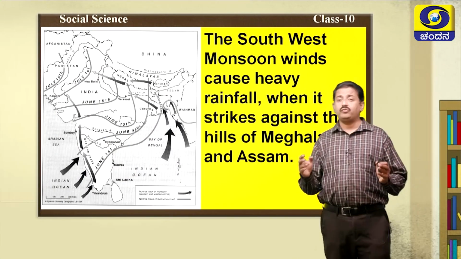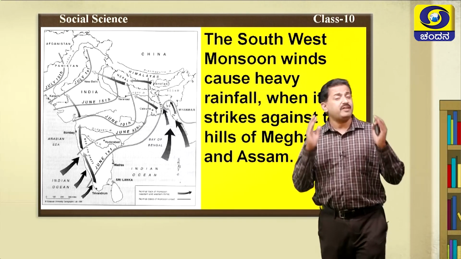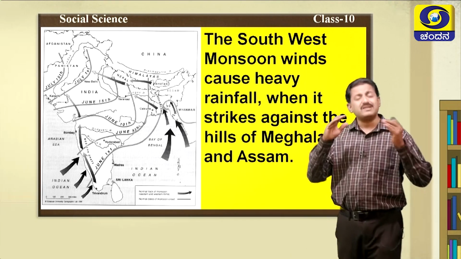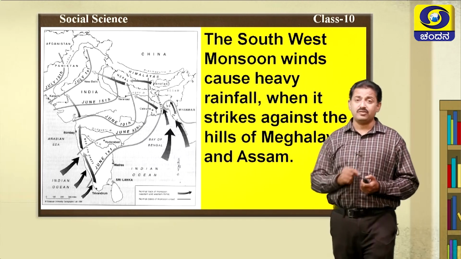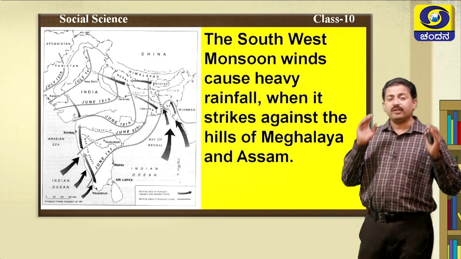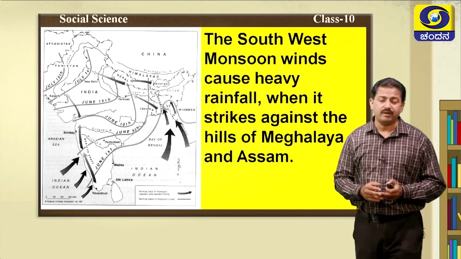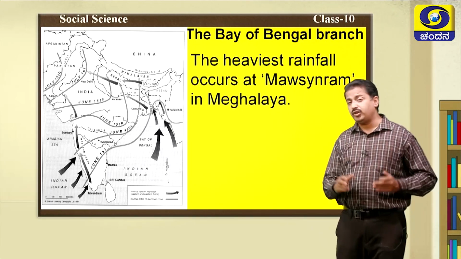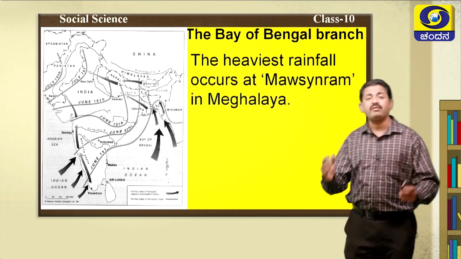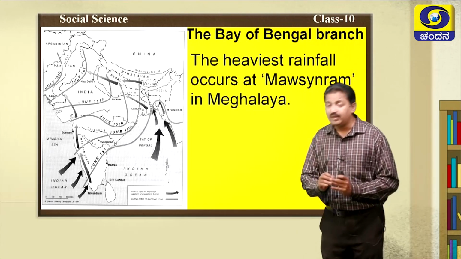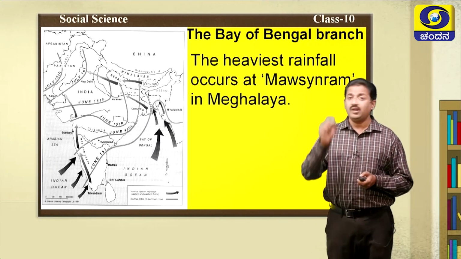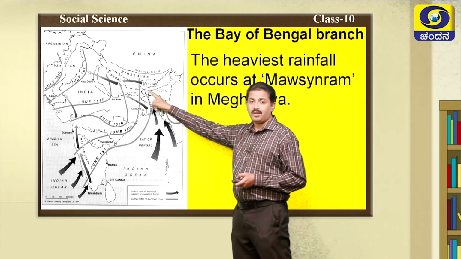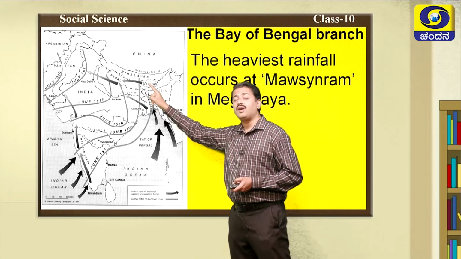The southwest monsoon winds cause heavy rainfall. Nearly 75% of rain is received in this season. Meghalaya receives maximum rainfall. In Meghalaya, there is a place called Monsoon. It receives 1141 centimeters of rainfall. The heaviest rainfall occurs at Monsoon in Meghalaya. So, in the activity before I began this lesson, I had shown you the place Monsoon in Meghalaya. So, you had properly located it. Monsoon in Meghalaya receives the country's highest rainfall.